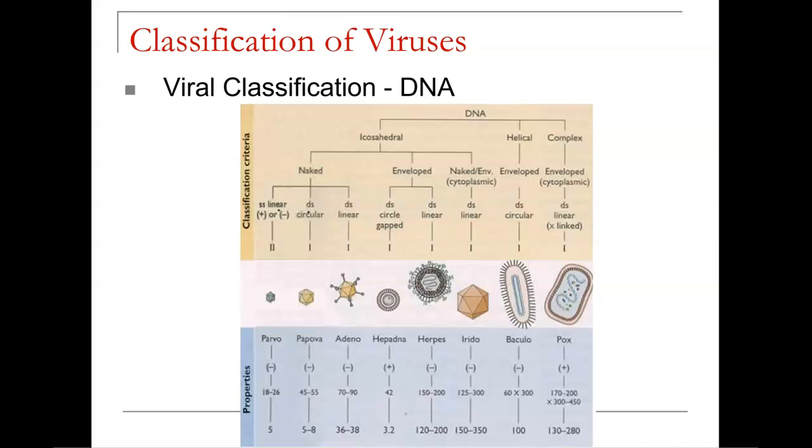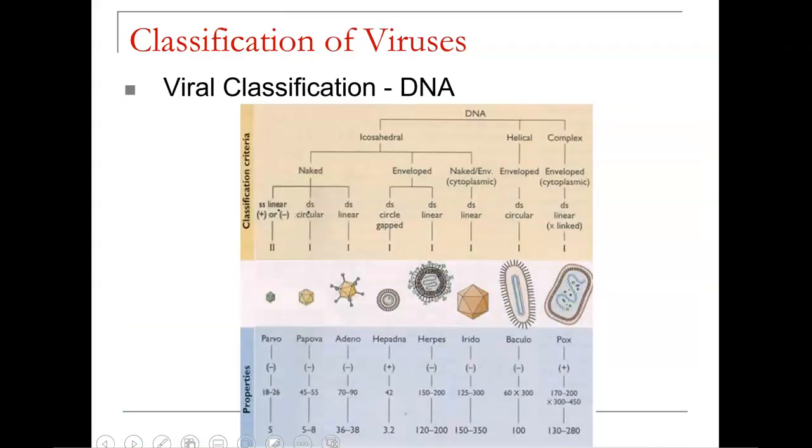We also have what's called the Baltimore classification system. This is going to be based on viral genome composition and viral strategy for gene expression. We're going to have 7 different groups. With this, we have double-stranded DNA. We're going to have single-stranded positive sense DNA. You're going to have double-stranded RNA.